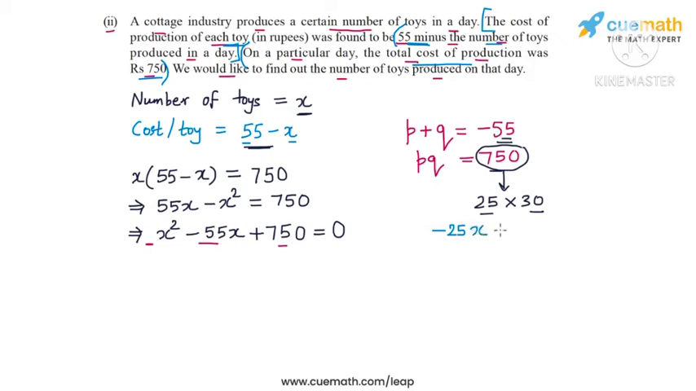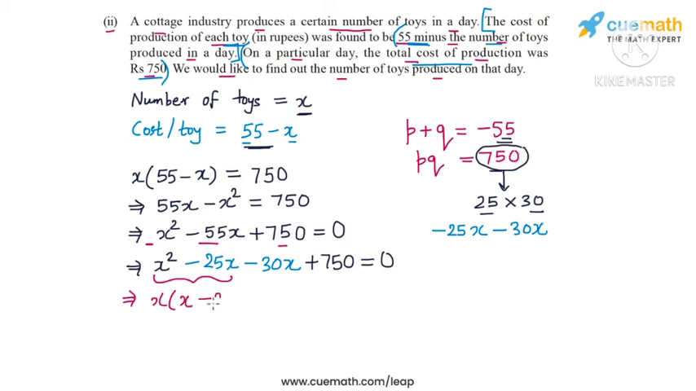So you can split the middle term as minus 25x minus 30x. So let's do that. So we will get x square, and then we split the middle term minus 55x as minus 25x minus 30x, and then we have plus 750 equal to 0. And now we can factorize this by taking out the common factors from each pair. From the first pair we can take out x, so we get x times x minus 25, and then from the second pair we take out minus 30, so we get minus 30 times x minus 25. This is equal to 0.